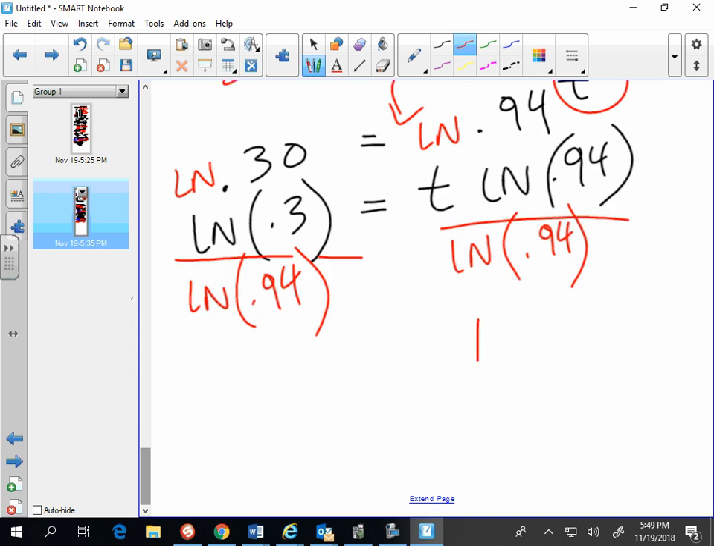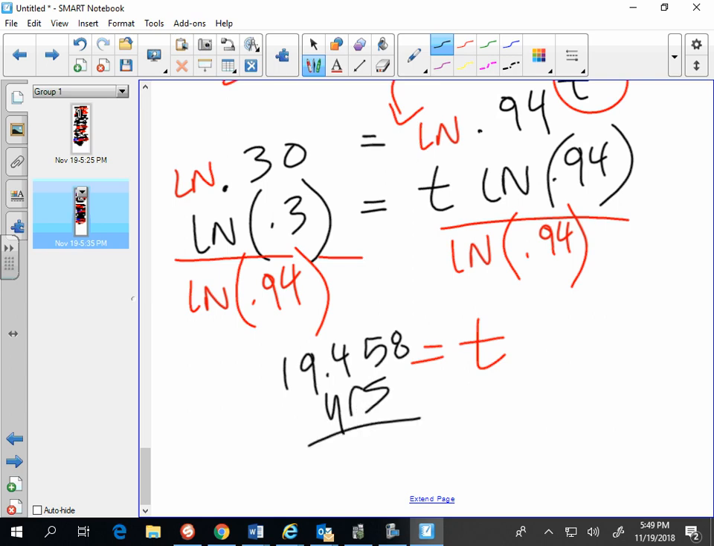So what's that going to give me? T will equal, I'll pull out my calculator and say the ln of 0.3 divided by the ln of 0.94, and I get 19.458 years. I can have the car almost 20 years before I can sell it. Well, that's fabulous if it holds on to value like that. Good job. Okay, number 6.